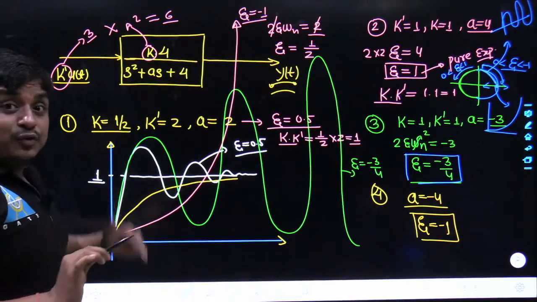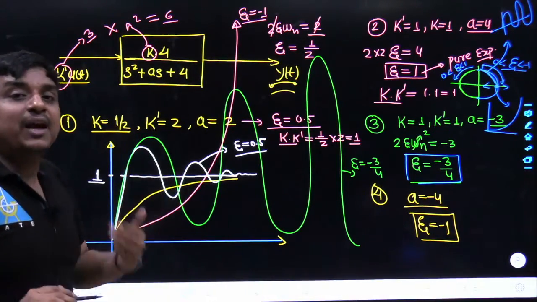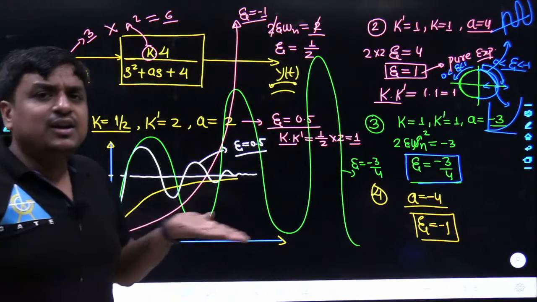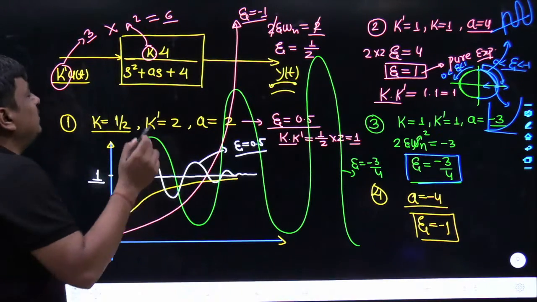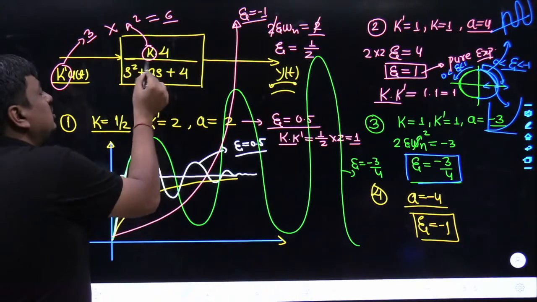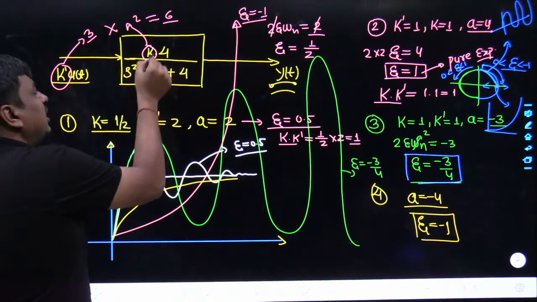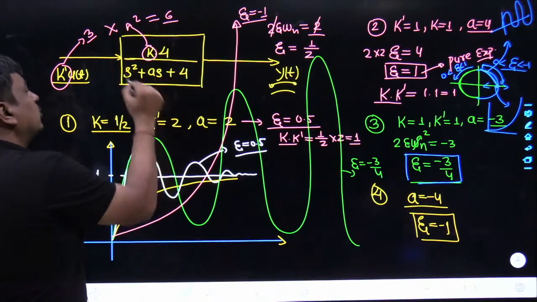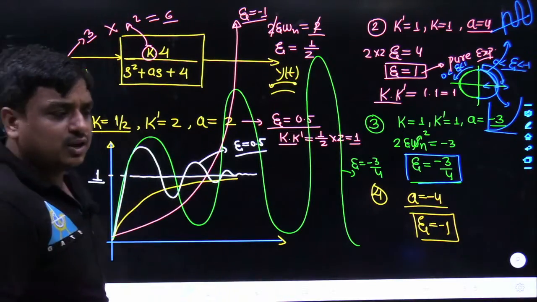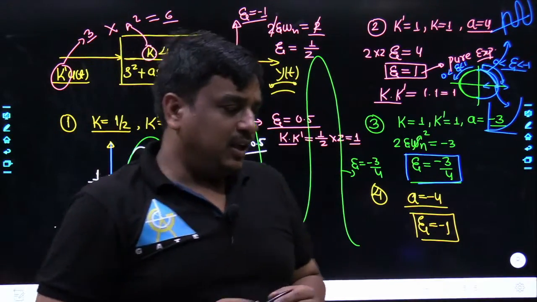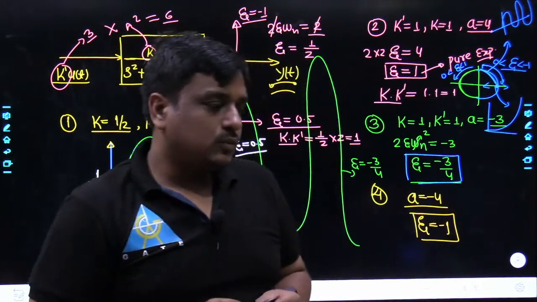And at last you have to take limit s tends to 0 once we apply the final value theorem. Once we take limit s tends to 0, this would become 0, this would become 0. Only the factor which would be left out is going to be k into k dash into 4 divided by 4. 4 and 4 go out, so definitely the steady state value is going to be k into k dash.